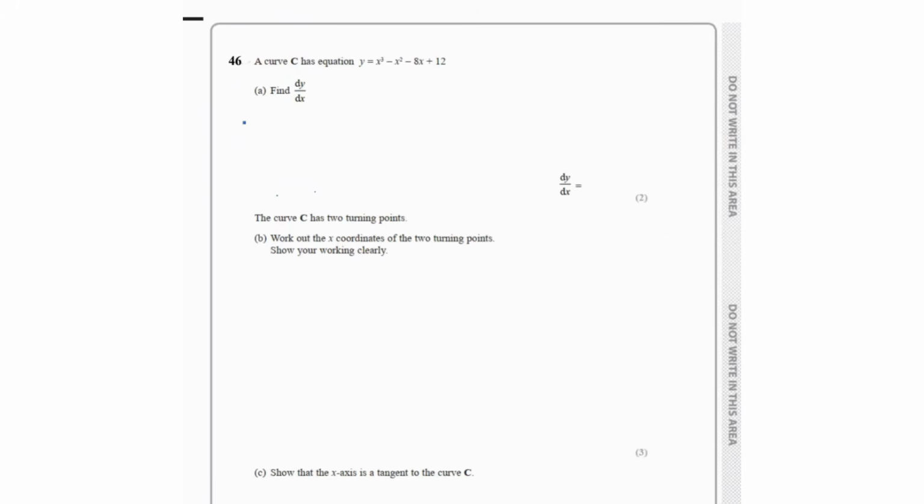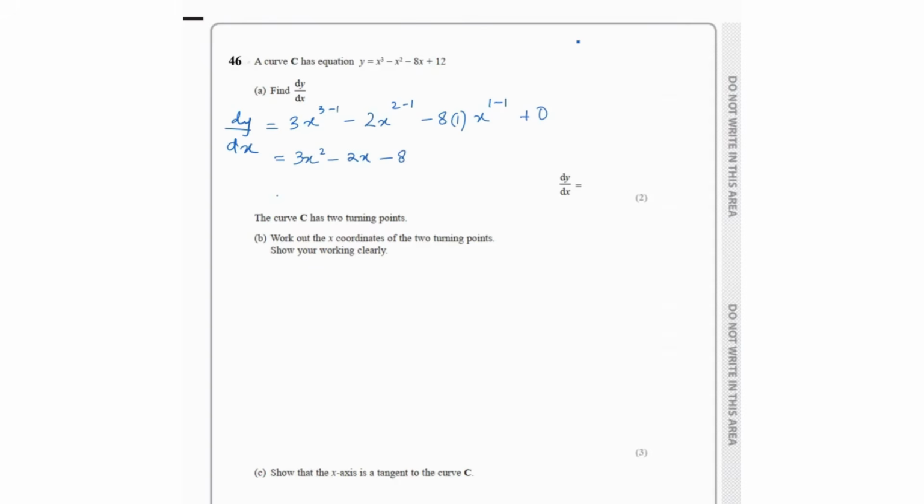So you just bring the power down, multiply it with the term, and subtract 1 from the original power. So that's 3x, 3 minus 1 in the power, minus 2x, 2 minus 1 in the power, minus 8 times 1 times x with 1 minus 1 in the power. And for the constant, it's always 0. Whenever you're differentiating a constant, it is always going to be 0. So that's 3x squared minus 2x minus 8. This is your dy by dx. So easy 2 marks you've scored.